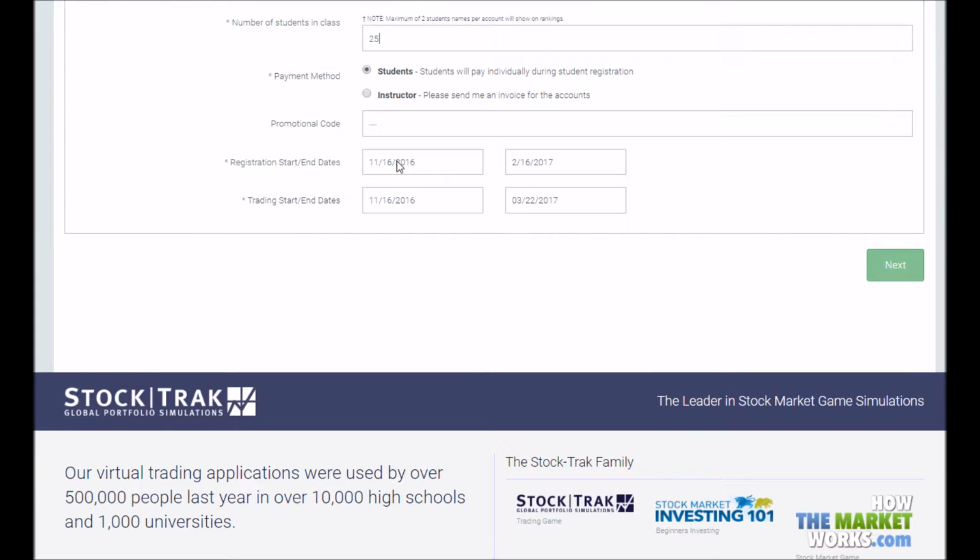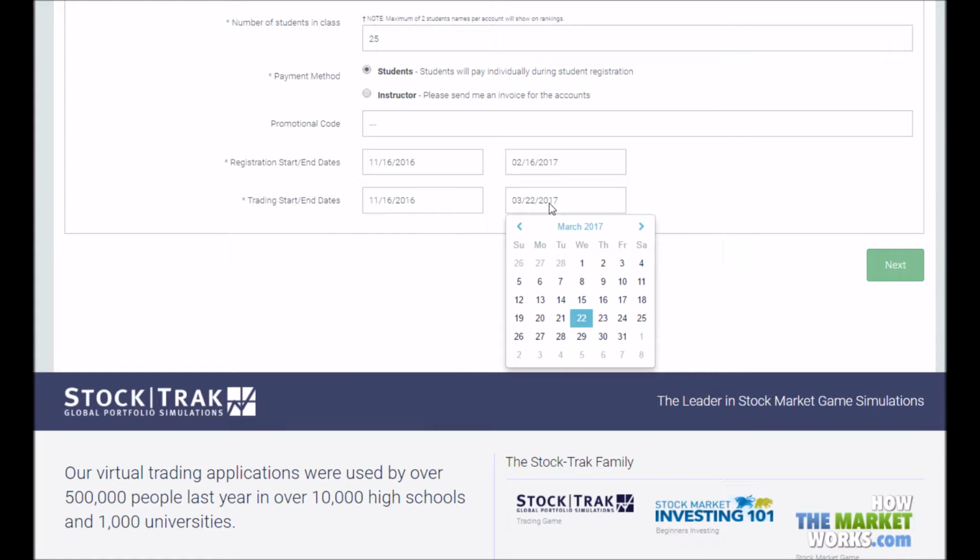Next, choose your registration start and end dates and your trading start and end dates. Your students can register any time between these dates, and trading will be open any time between these dates. Some professors prefer to have the registration end before the trading begins. Others like to have the registration open for the first few weeks of class in case there are late registrations or students forget to create their account.